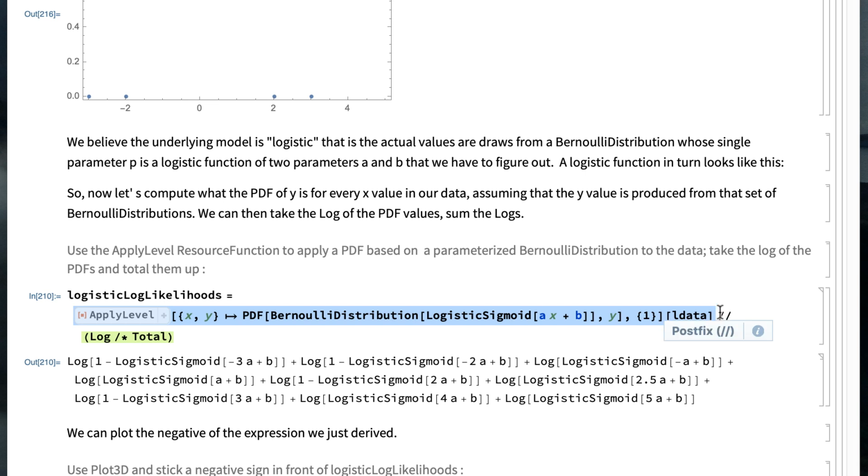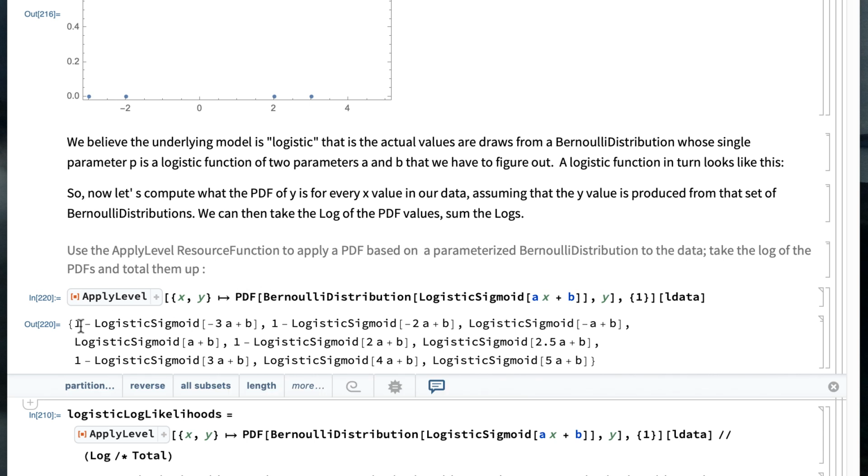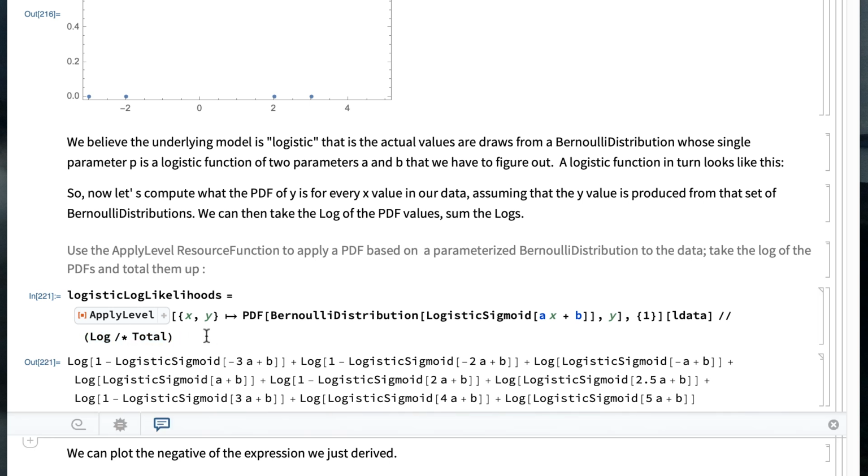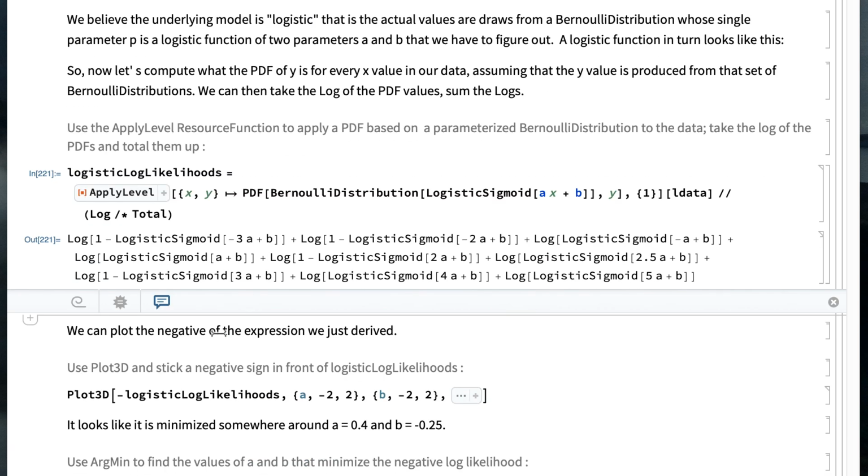And then what I'm going to do, in fact, let's just break that out so you can see what happens. All right, so we get some expression here. It seems to have a lot of a's and b's in it, but the x's and y's are gone because the actual values have been substituted in. What I'm then going to do is I don't want to try and maximize this. I want to try and maximize the log likelihood. So I'm going to take the log of all of these things and then take the total. So there we go. There's our expression. I guess it was in the notebook in advance.